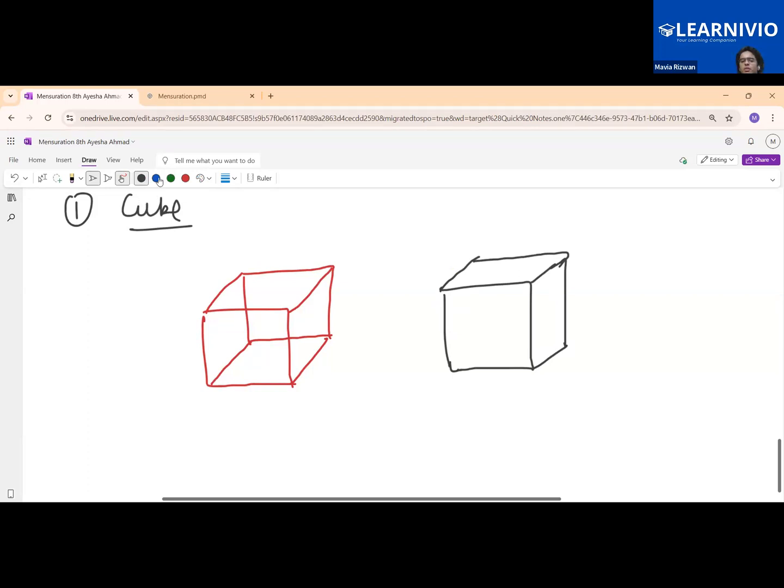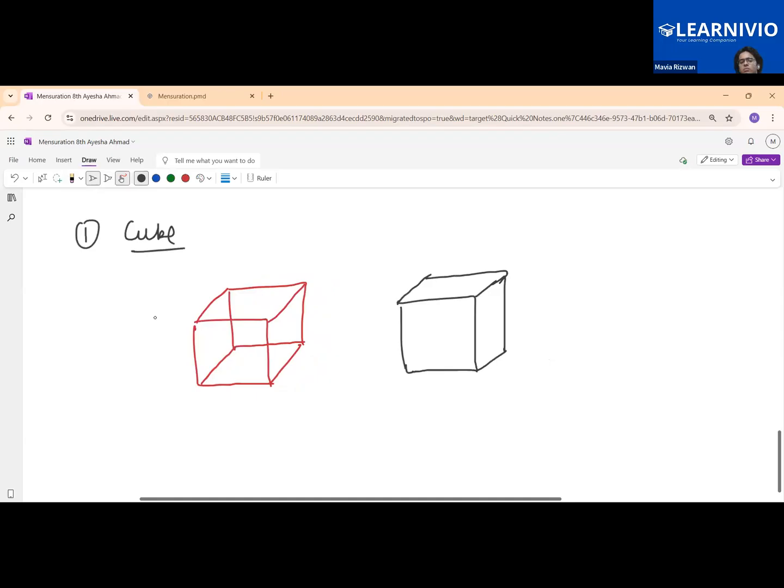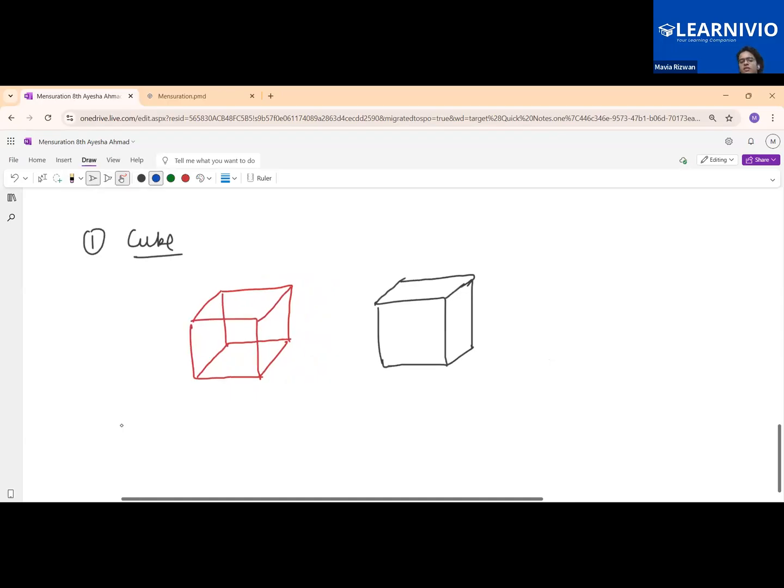Now see, in a cube there are faces. First of all, let's talk about faces. But what is faces? Faces is this part, which you can see. So in a cube, how many faces do we have? 6. Very good. In a cube, there are 6 faces.